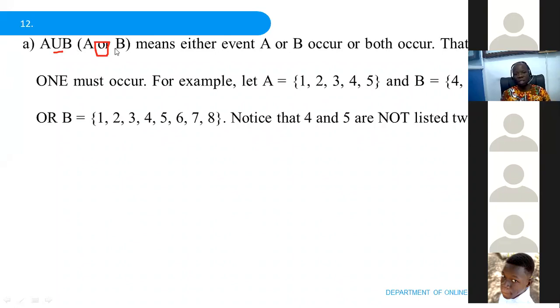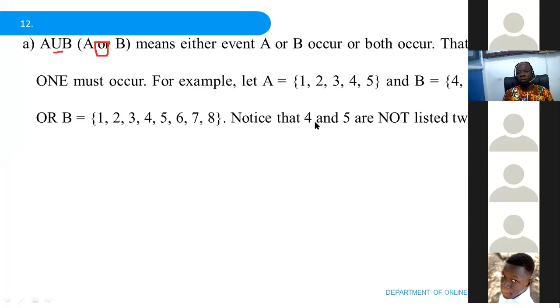So A union B is the same as A or B. And this is the same as, that is, at least one of the events A and B must occur. For example, let A equal to the set 1, 2, 3, 4, 5, and B equal to the set 4, 5, 6, 7, 8. A or B. So as usual, A or B means you are putting the two together. So if you put the two together, you are going to get 1, 2, 3, 4, 5, 6, 7, 8.